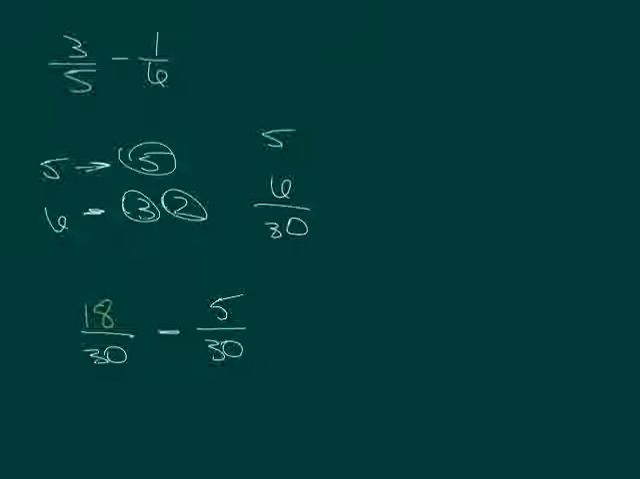Now my denominators are the same. And now I can subtract. 18 minus 5 is 13. And I can put that over 30.